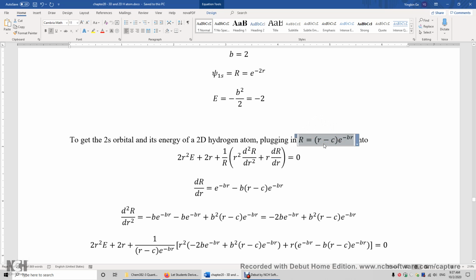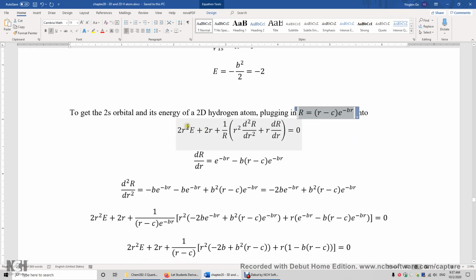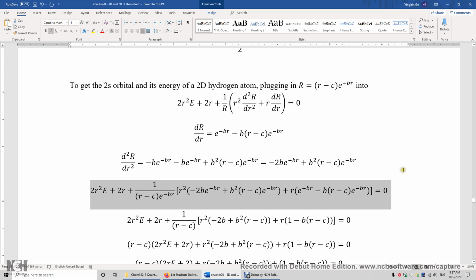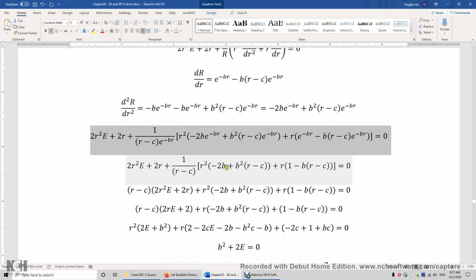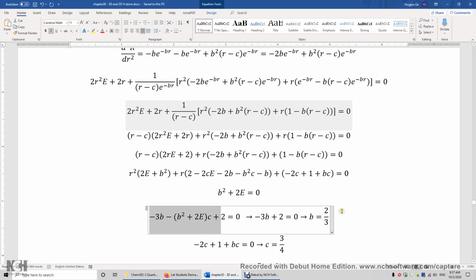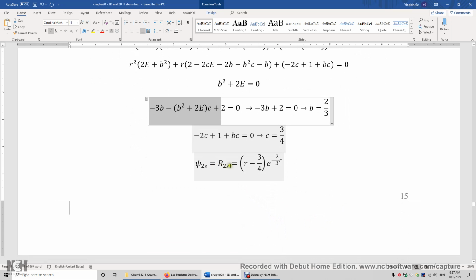For the two-dimensional hydrogen atom, we're guessing maybe it's also taking this kind of form. It's r minus a constant times e to the power of negative br. All right, and then we plug it into this differential equation to convert it to a simpler algebraic equation here. All right, it's a little simpler. And then we solve this algebraic equation. We find this equation, and then B is 2/3, C is 3/4. So we got the wave function is r minus 3/4 times e to the power of negative 2 over 3 times r. So this is the wave function.